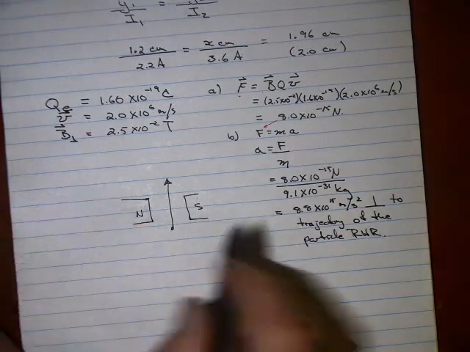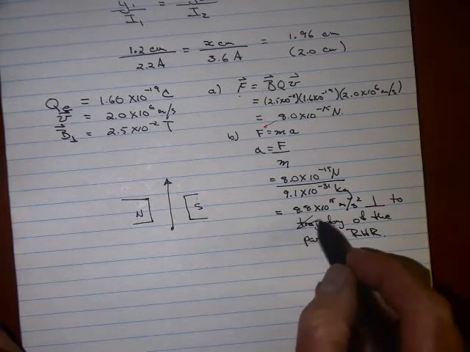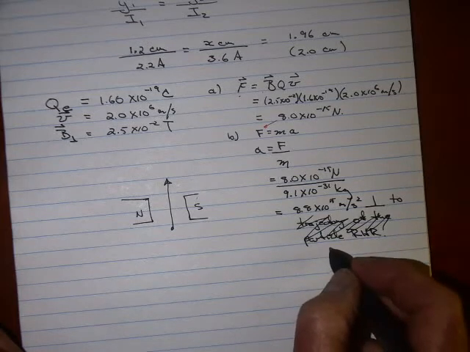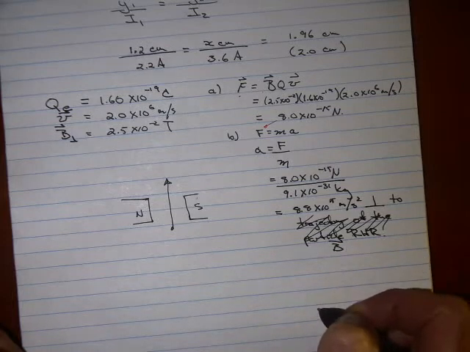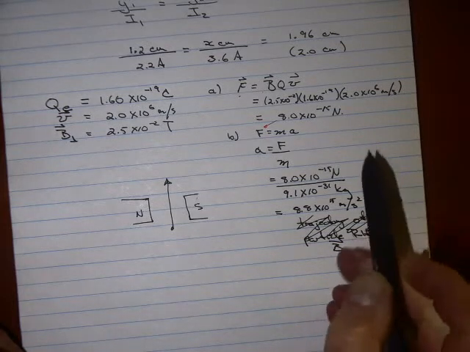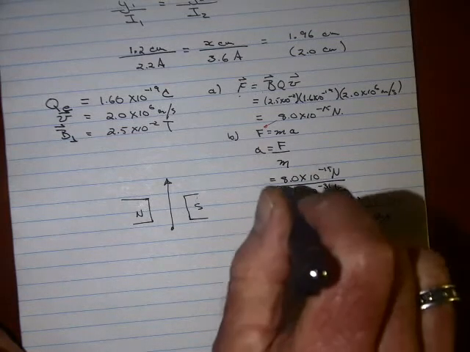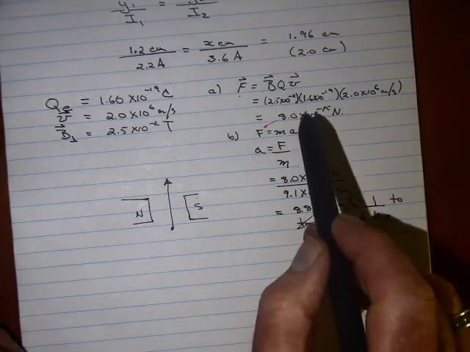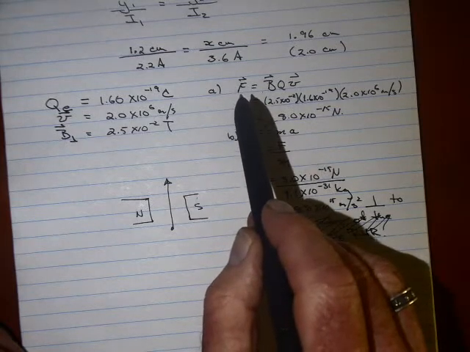No, I'm wrong here. It's not perpendicular to the trajectory. It's just perpendicular to B. Perpendicular to B. I'm thinking of the force. This force is pushing down on this. That's what's happening here, using the right hand rule. Sorry about that. I was confusing you, confusing me.